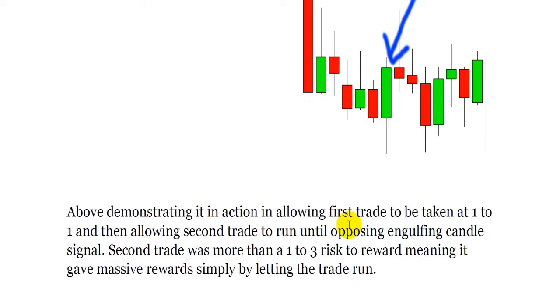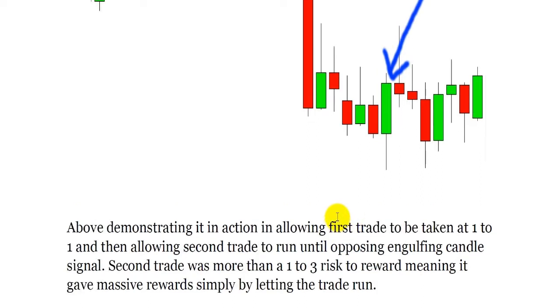Now, let me give you a summary of this chart above, demonstrating it in action and allowing the first trade to be taken at 1-to-1, right? So you're getting some of your profits off, and then allowing the second trade to run until the opposing engulfing candle signal. The second trade was more than a 1-to-3 risk to reward, meaning it gave massive rewards simply by letting the trade run. Now, this is one of the secrets to trading in general, trading anything. And in a way, this could be a product in itself, learning money management. This is a very, very valuable tip here.